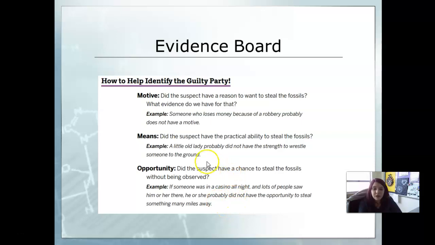So when you're creating your evidence board, you're looking at their motives, their means, and their opportunity. Why did they do it? How did they do it? When did they do it?